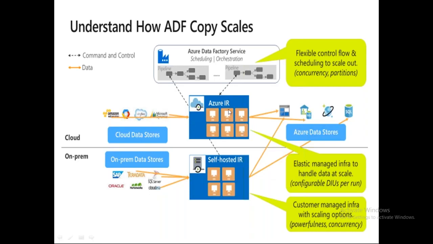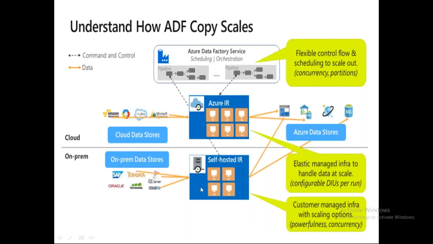When you are moving data from cloud to cloud, we are going to use an Azure IR. When we are moving data from on-premise to cloud, we are going to use a self-hosted IR. You see the diagram here. We are using self-hosted IR. So this is the pipeline which is going to copy data from on-premise to cloud. For that, we are going to use a self-hosted IR.